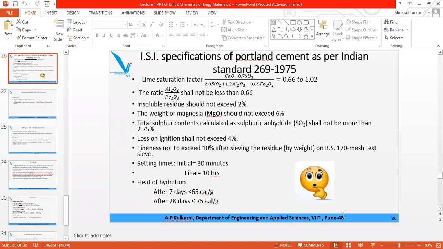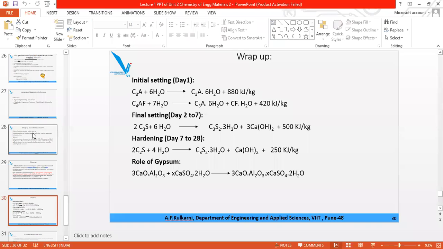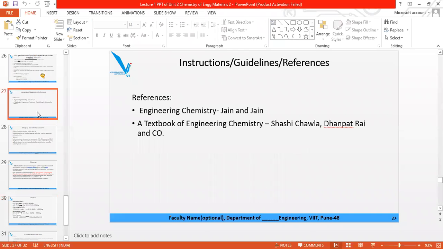Who will start with the ISI specification? Very important. Please, one by one. What is lime saturation factor? Ratio of what? Speak out. It's the ratio of CaO with the SiO2, Al2O3 plus Fe2O3, correct. And what should it be? 0.66 to 1.02. What is the next factor?